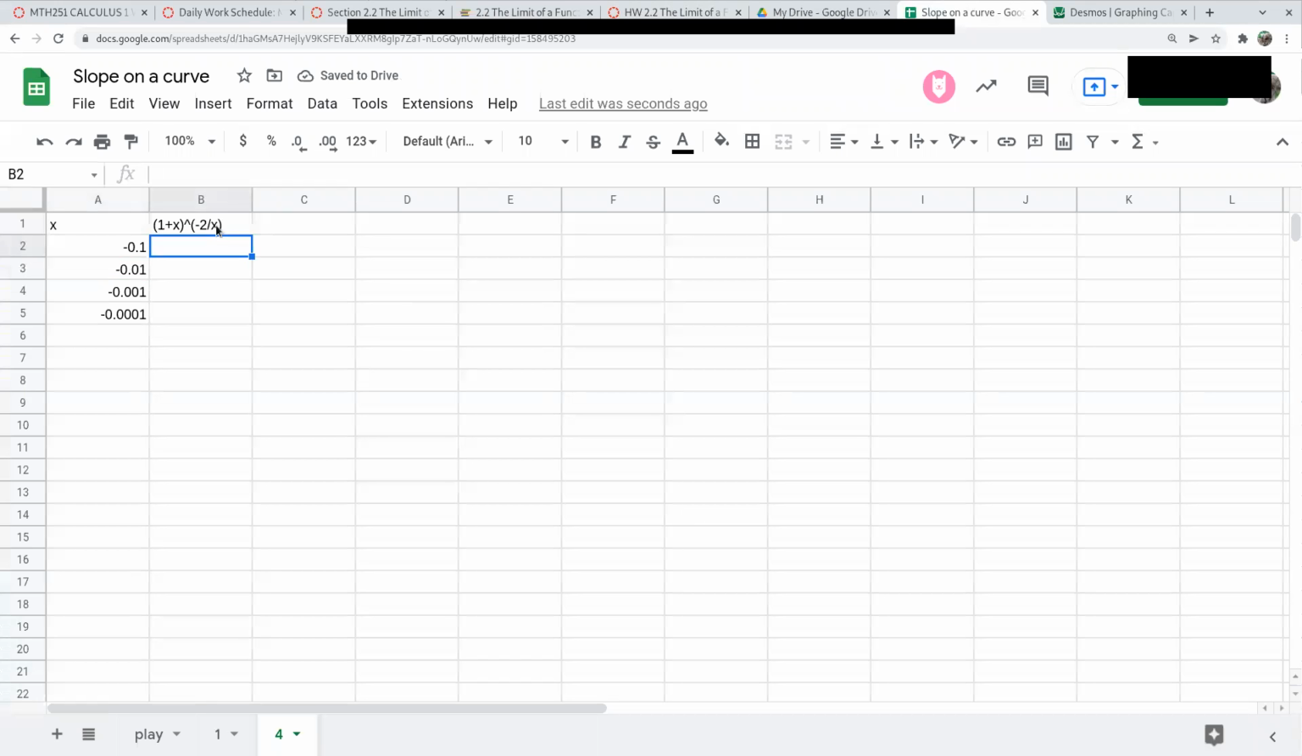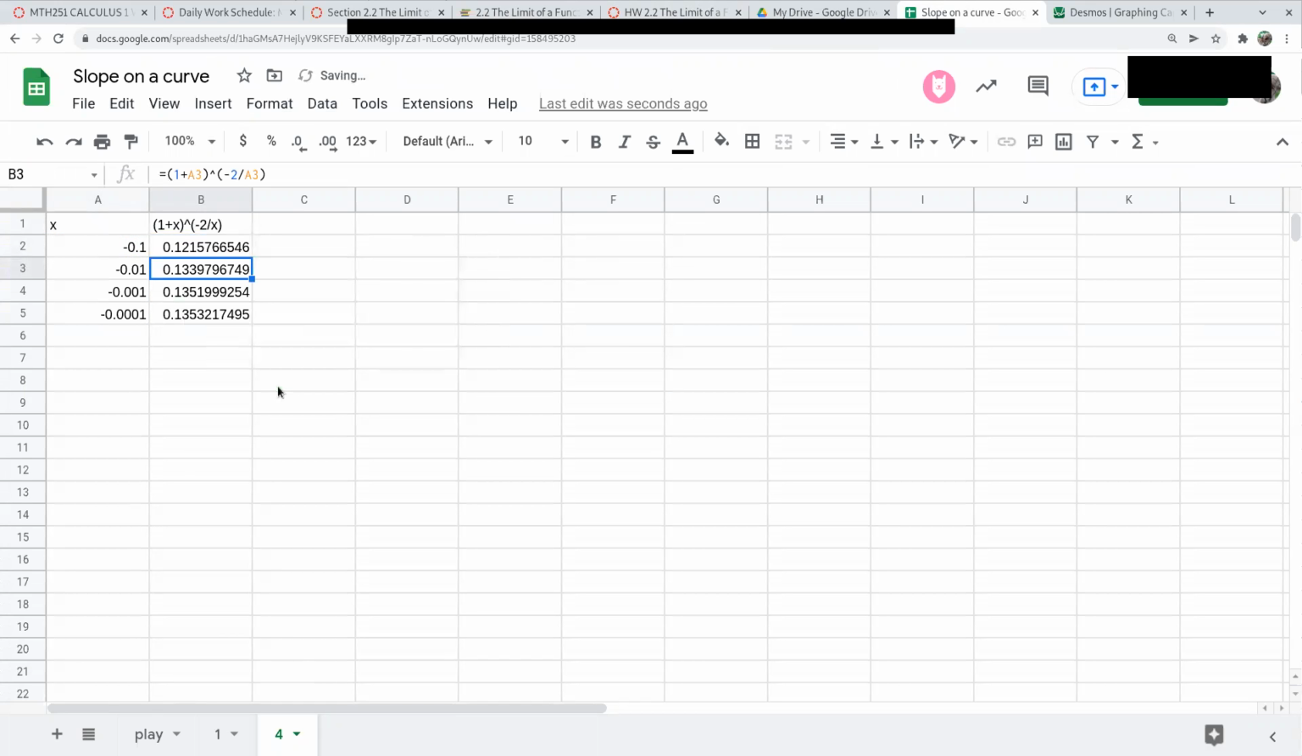And then I type that expression with an equal sign, and instead of an x, I just click on the number I want. So parentheses 1 plus this x value on the left, close parentheses, little caret, shift 6 to get the power, parentheses, mine is negative 2 over that same x value. Close parentheses, and when I hit enter, Google is going to say, can I fill that for you? And I'm going to say, yes, please.